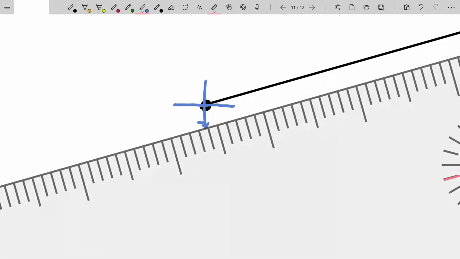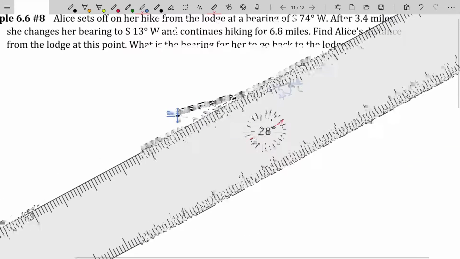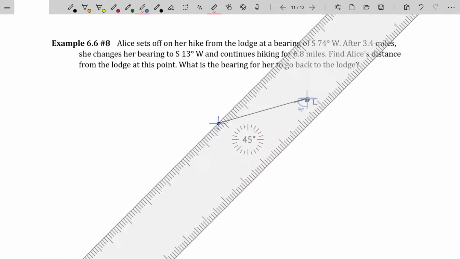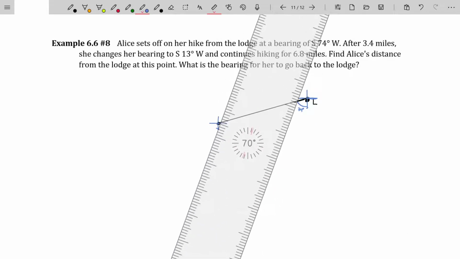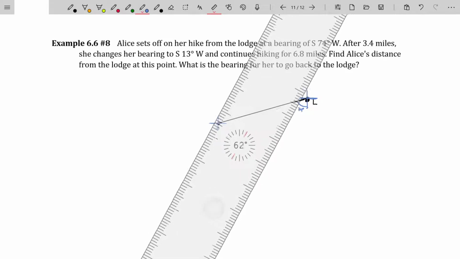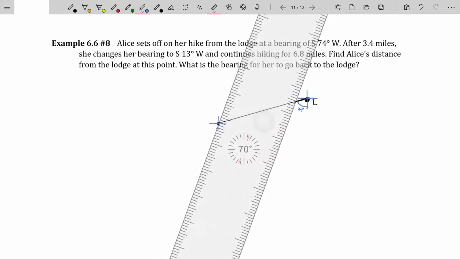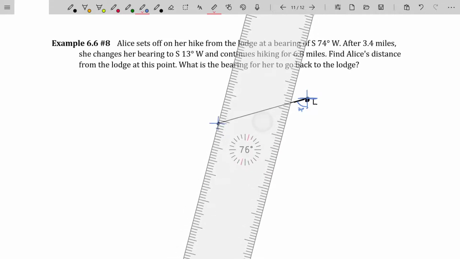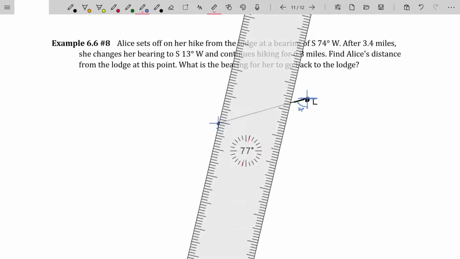Again, I'll just use my ruler to do this. She'll face south and turn 13 degrees west. I can't get a nice 13 degree angle, so 90 minus 13 is, what is that? 77. So I want a 77 degree angle here. You don't have to worry about what I'm mumbling, I'm just getting this to go right. There's a 77 degree angle.